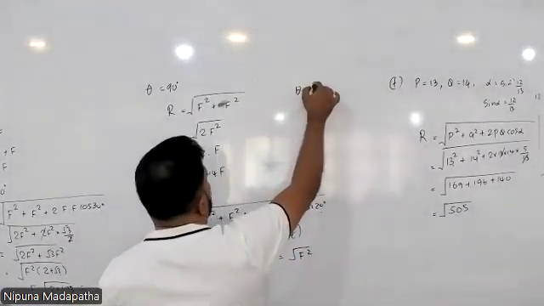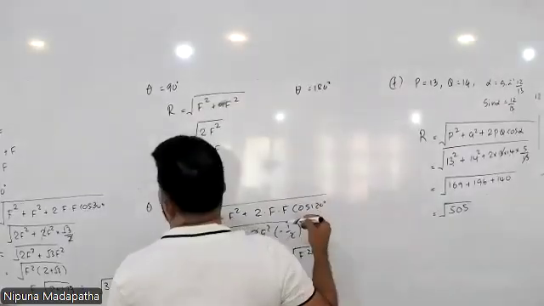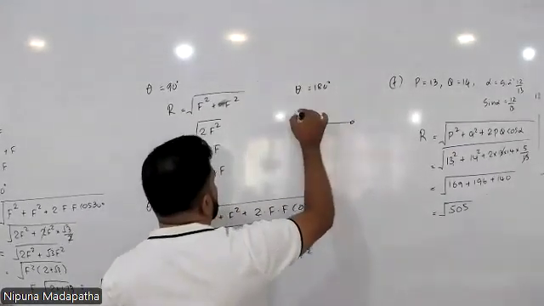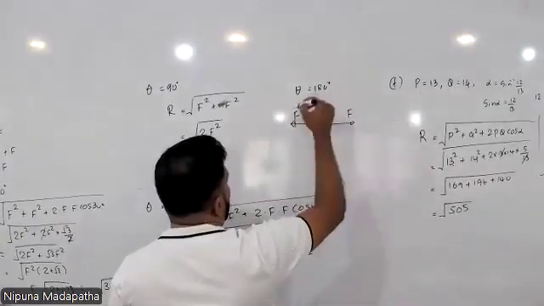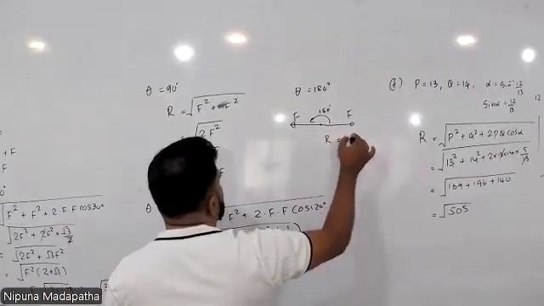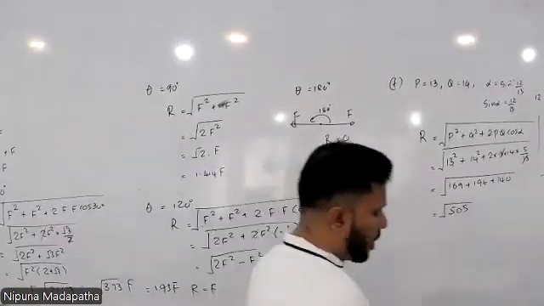But when theta is 180, which means both forces are opposite in direction, F and F opposite, the angle is 180. So the resultant is 0.